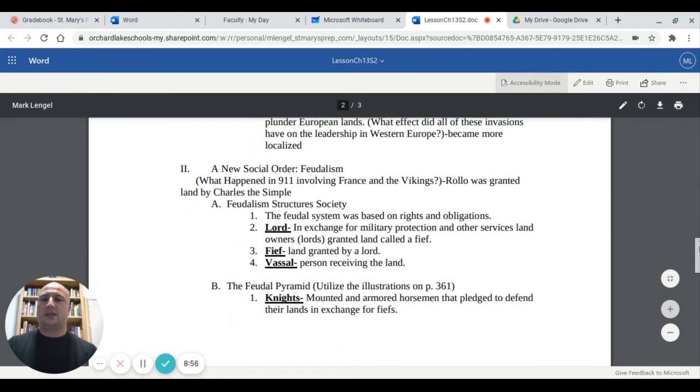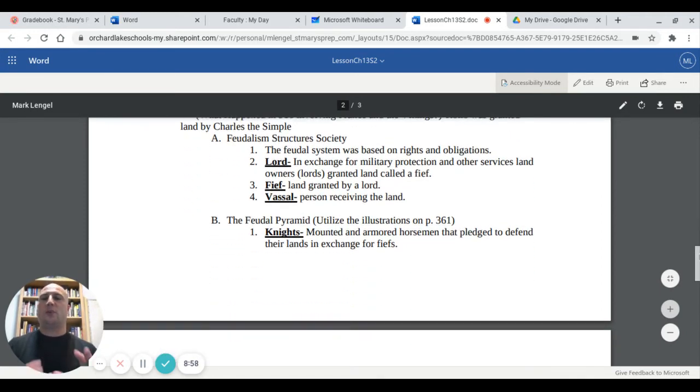Okay, capital A is going to talk about the structure of feudalism. I'll have more on this as we go throughout the lesson, but the feudal system was based on rights and obligations. Okay, you've got lords. Now, the lords are the nobles. Okay, they were already granted land from the king. So what the lords would do, the nobles, in exchange for military protection and other services, the landowners, or the lords, the nobles, would grant a parcel of their land called a fief.